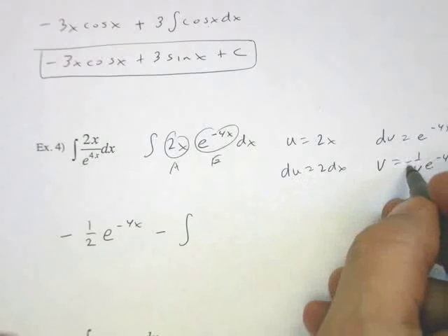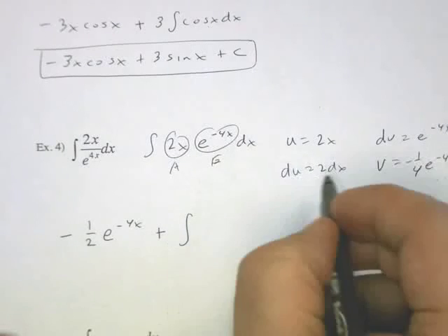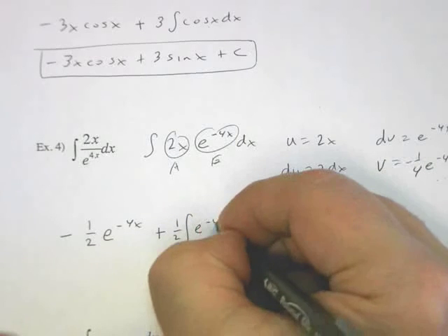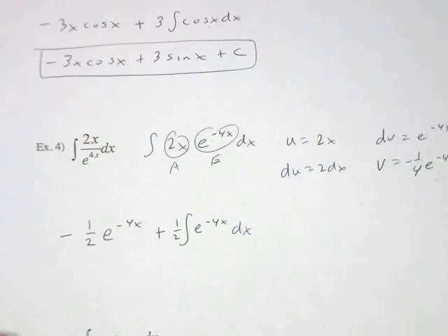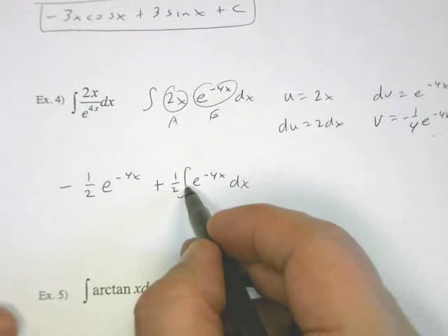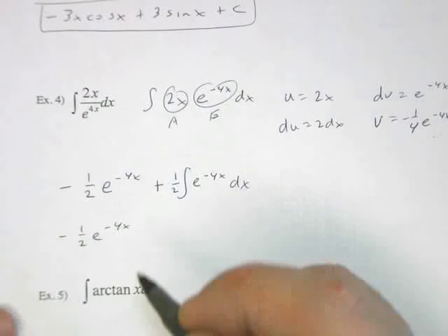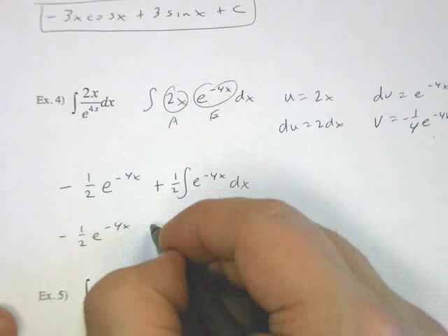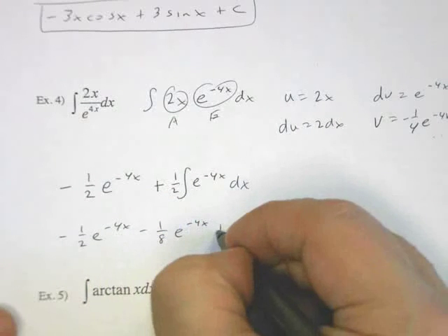Now v du already has a negative, so I'm going to go ahead and take that out and make that a plus. The 2 times 1/4 is going to be a half, and then I have e to the negative 4x dx. Okay, now this term doesn't have the extra x on the outside, so now I can integrate that again. I got negative 1/2 e to the negative 4x. This is going to become another negative 1/4 times that 1/2 is going to be negative 1/8 e to the negative 4x plus c.